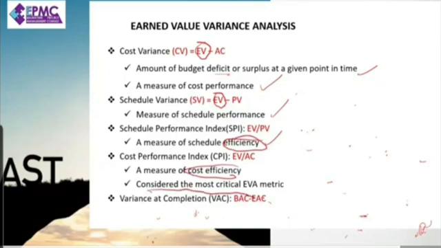This one is considered the most critical EVA metric. You have a question on that. Which one is considered the most critical EVA metric? It's CPI. The guy says why? Because when your project is running late, if you have a problem with your cost, it's difficult to catch. So you want to keep an eye on your CPI, on your cost. You're supposed to spend 200,000 on milestone F. You've already spent about 250,000.